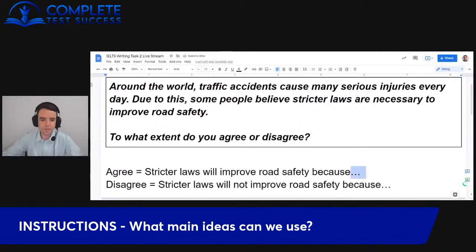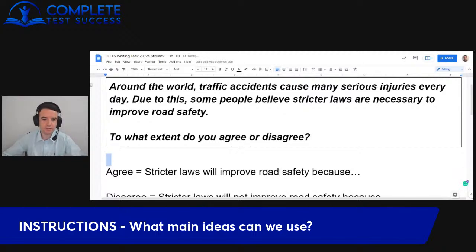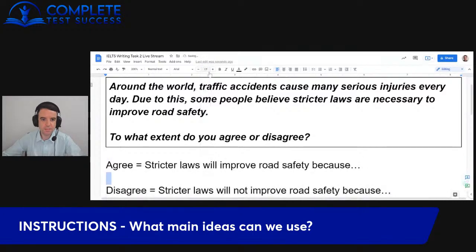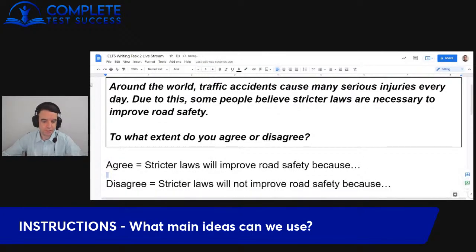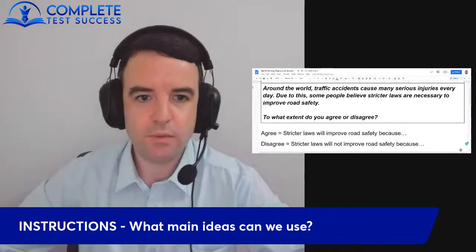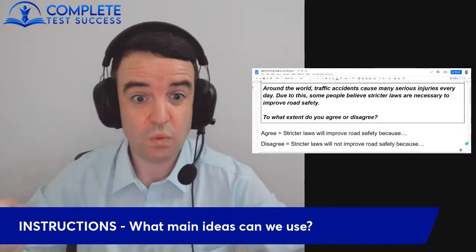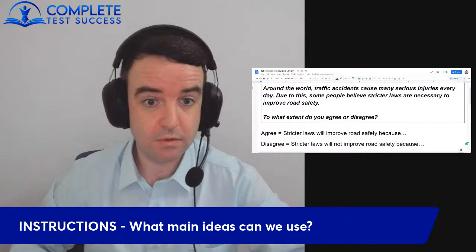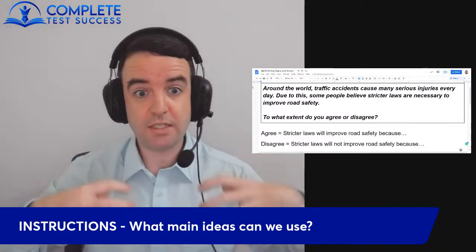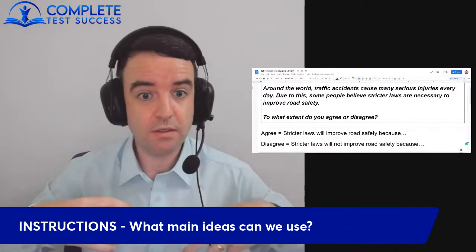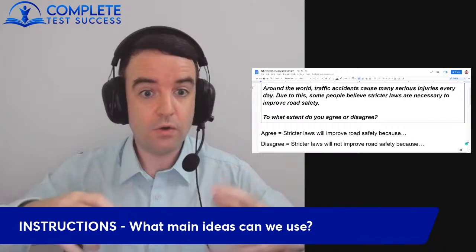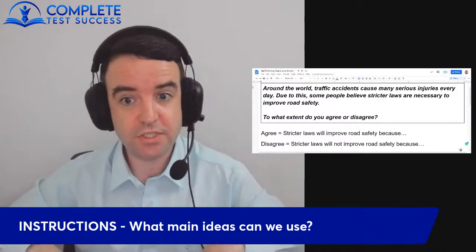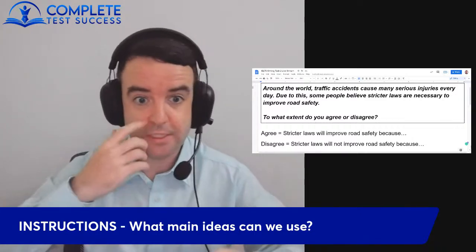So why will stricter laws have that impact? How will stricter laws bring about that change? Or how will stricter laws not bring about that change? So think about, in the real world, what's happening when we have stricter laws. What influence does that have on people? So you're either saying it will not stop them from driving dangerously because A and B, or it will stop them from driving dangerously because whatever two reasons you can think of.